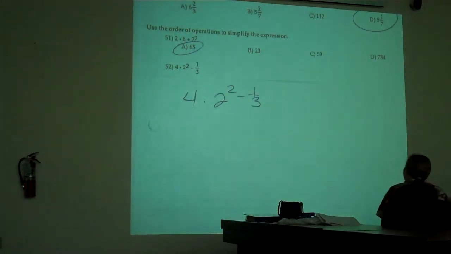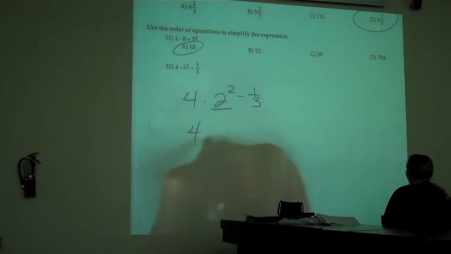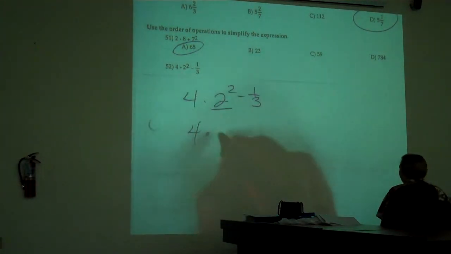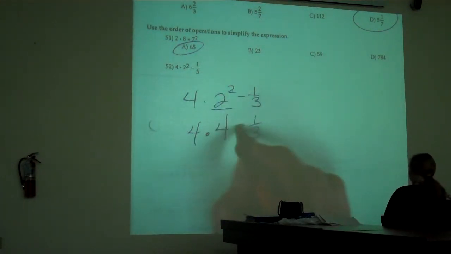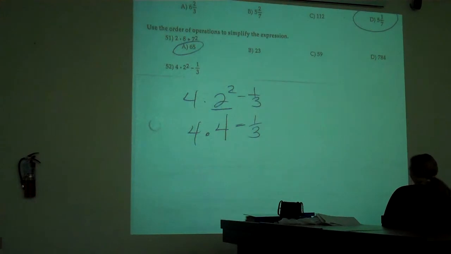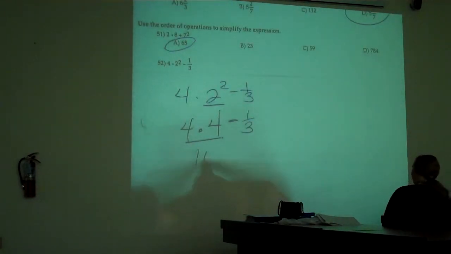First thing, parentheses, exponents. So exponents first, so it's gonna be 4 times 4, right? 4 times 4 minus 1/3. Okay. Multiply, divide, and then add, subtract. So multiply, divide. So it's gonna be 16 minus 1/3.